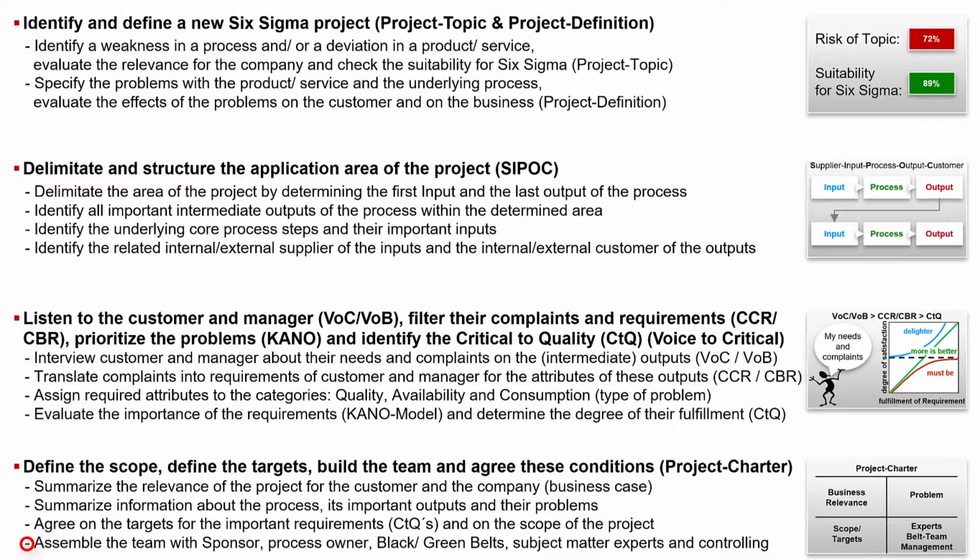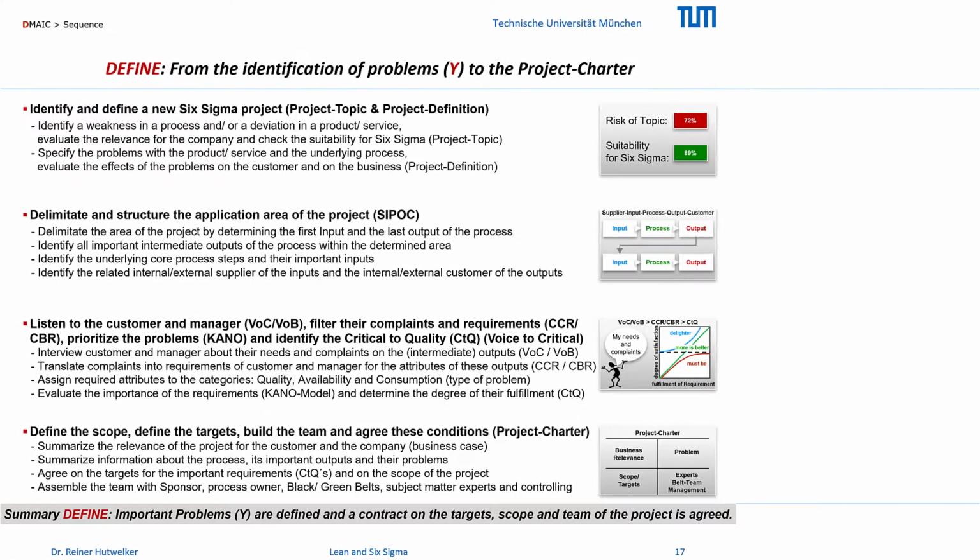Now the necessary team can be assembled with a sponsor and a responsible manager of the process, which is often the same person, a green or black belt, the necessary experts, and a person from the controlling department who ultimately reviews the benefits of the project. All important problems are now defined and a contract on the project is agreed.